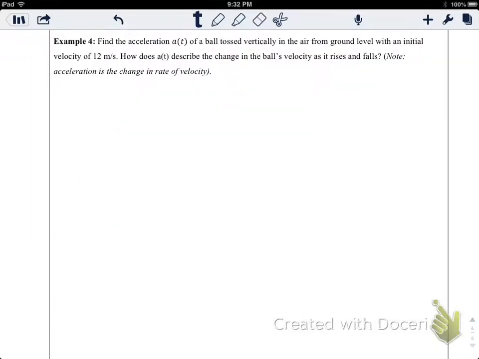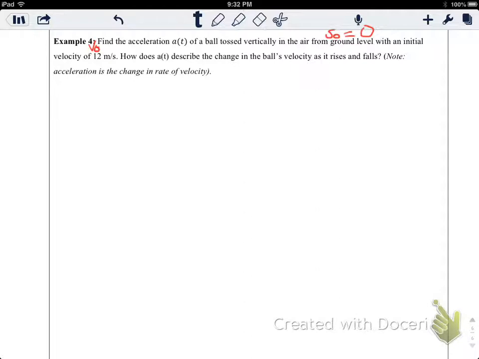Okay, the last thing we're going to do, and you guys will be done with the notes, is talk about acceleration. Okay, so find the acceleration of a ball tossed vertically in the air from ground level. So when it says from ground level, that means your initial position, your s sub naught, is equal to 0 because it's from the ground, right? It's being tossed from the ground with an initial velocity of 12, so that's your v sub naught, meters per second. So how does a of t describe the change in the ball's velocity as it rises and falls?